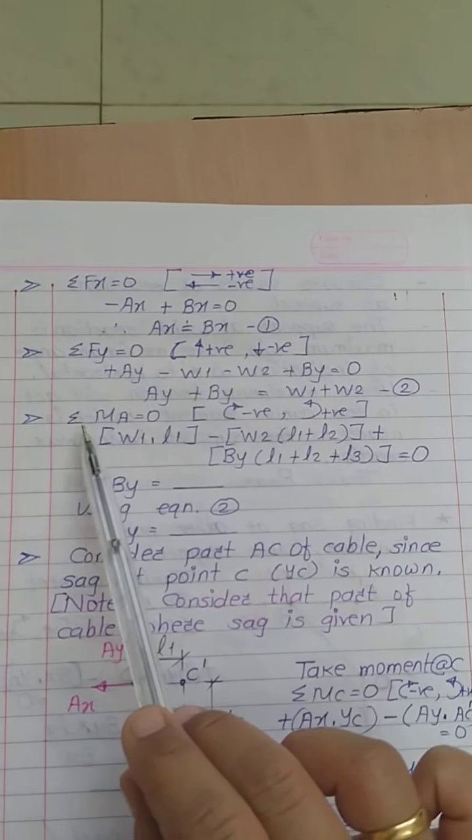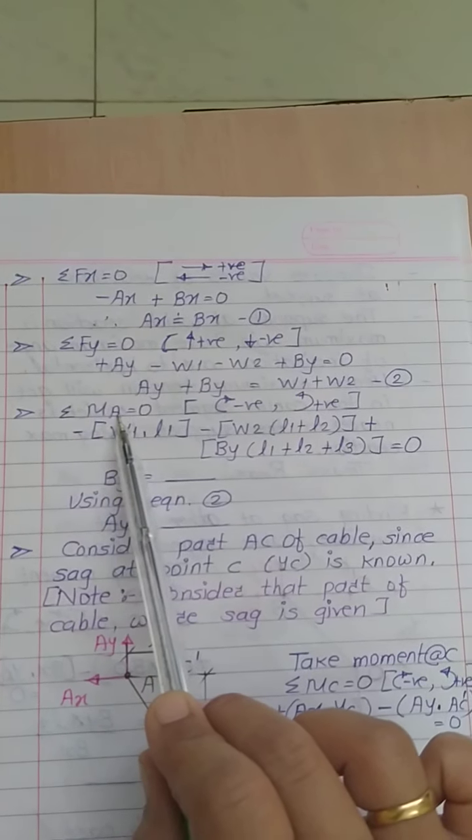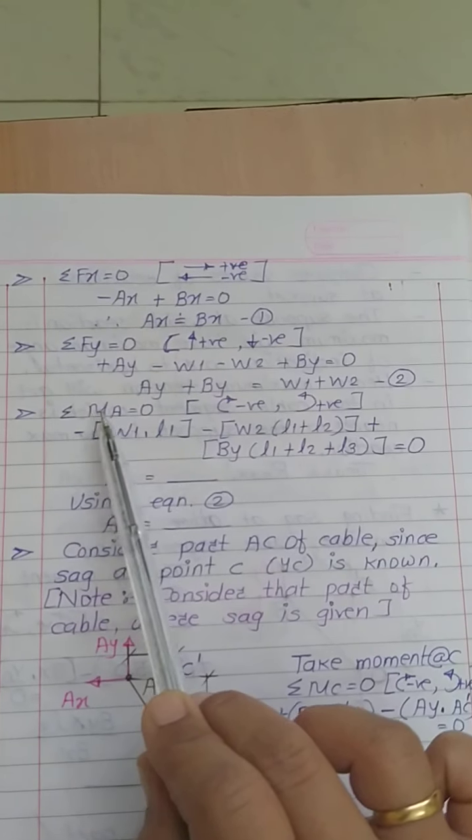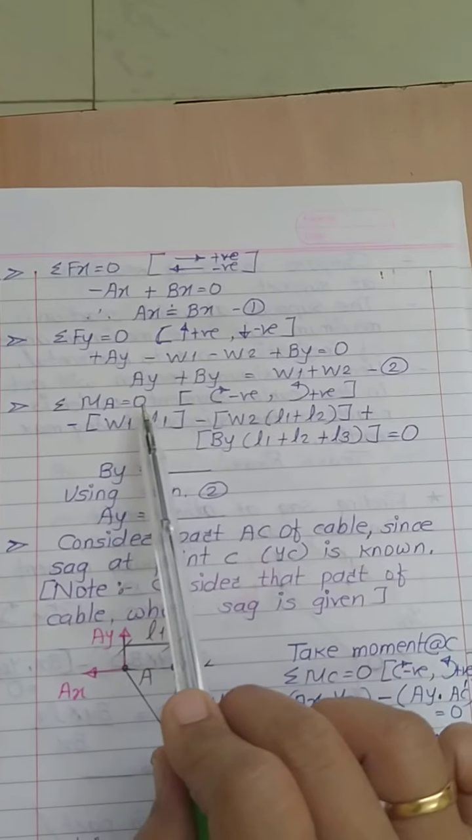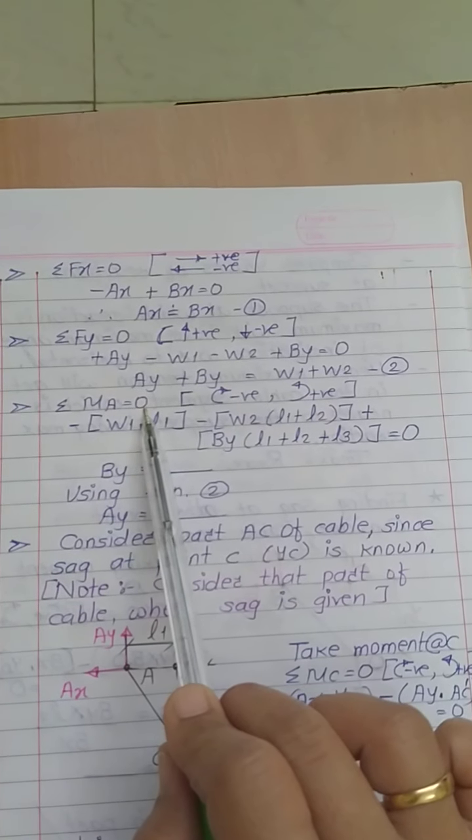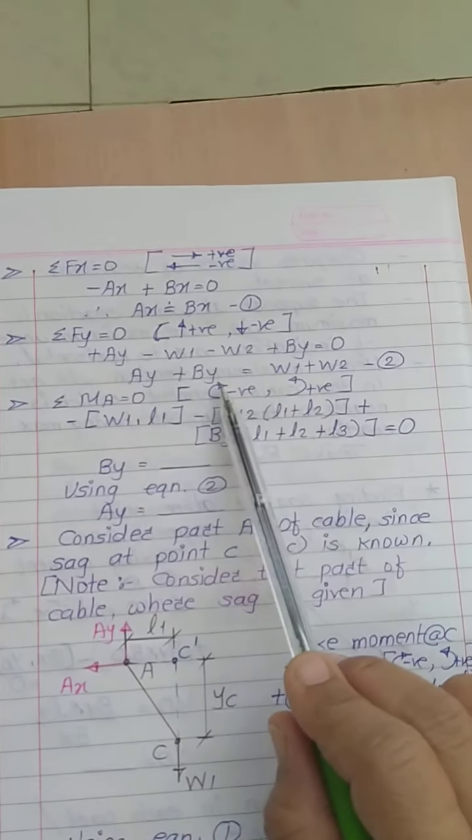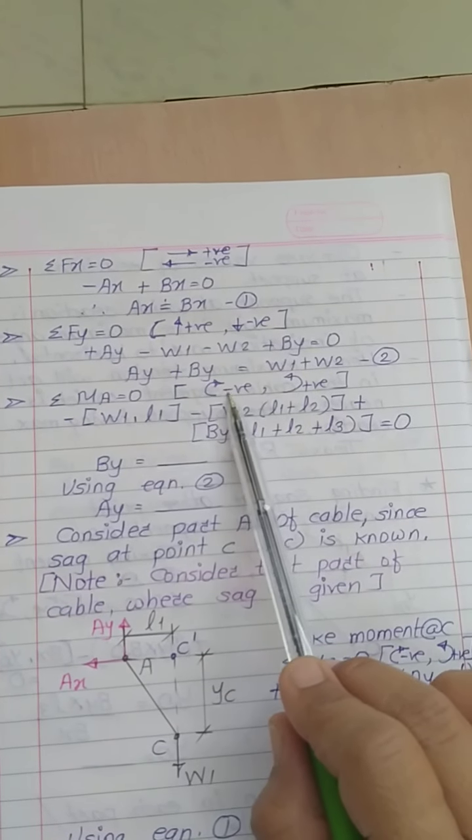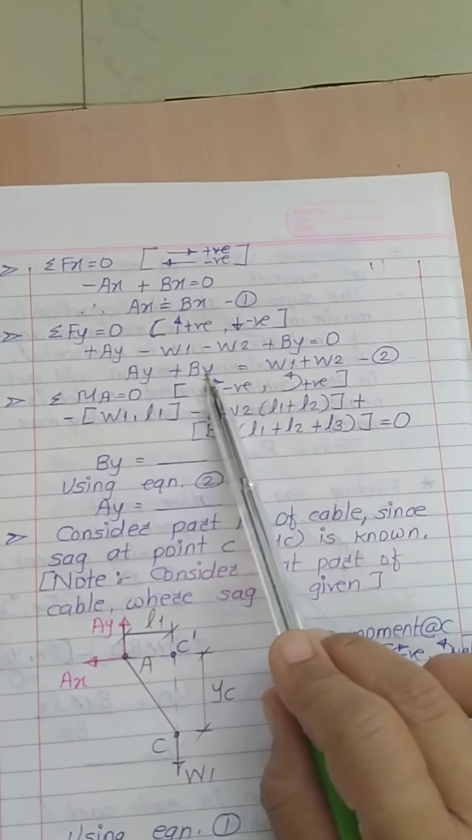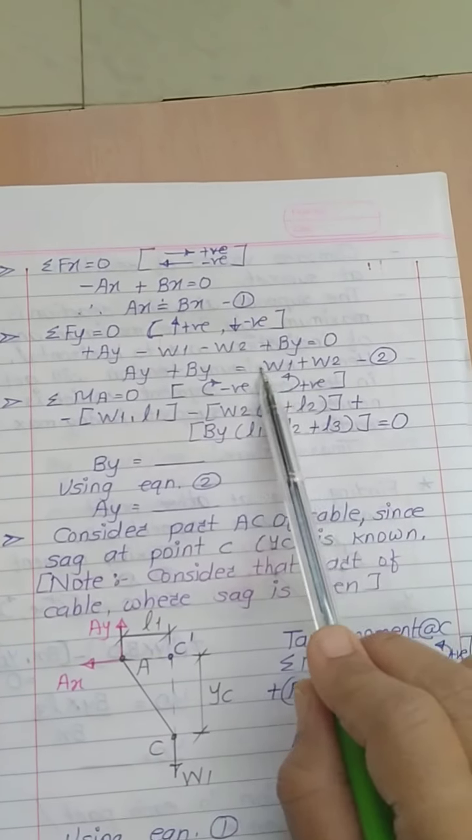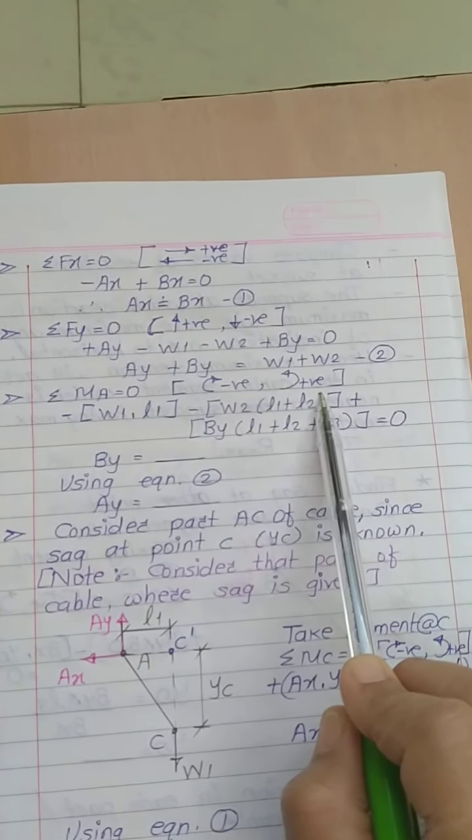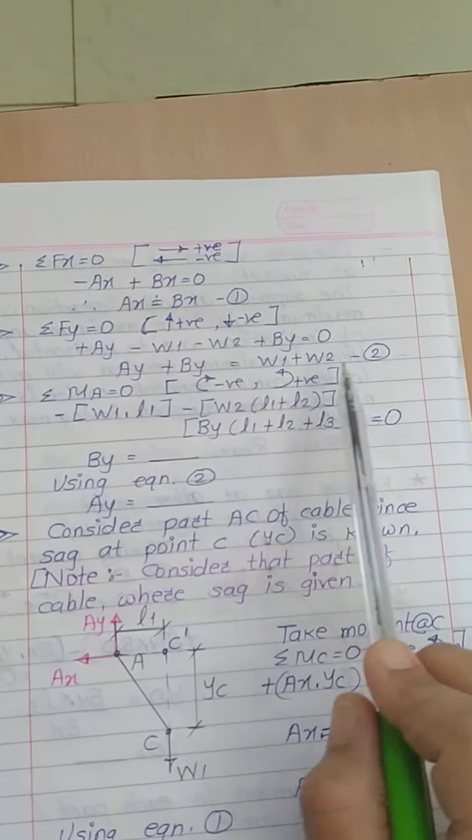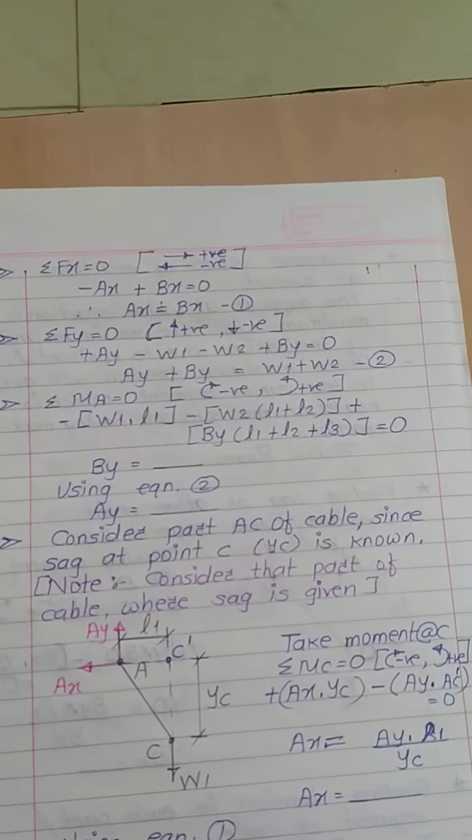Next, I will apply the third equilibrium condition, summation M about A equals 0. I am going to take moment of all forces about point A, and since this force system is in equilibrium, it must be equal to 0. For this moment, I am going to consider the sign convention of clockwise moment negative and anti-clockwise moment positive. You can assume other sign conventions also, it doesn't matter, your answer will remain the same.